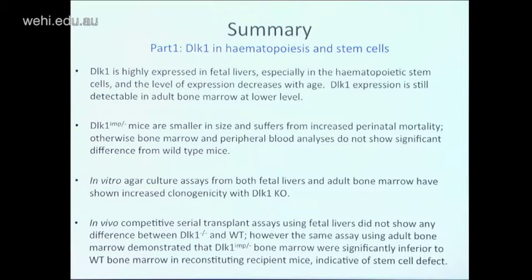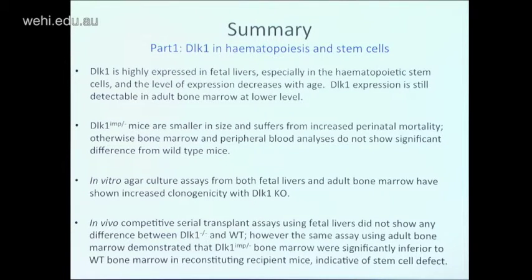But the in vivo competitive serial transplant has not been done before, and it shows that the fetal liver did not show any difference to the wild type, but the same assay using the adult imprinted knockout marrow showed that the imprinted knockout marrow was significantly inferior to wild type bone marrow in reconstituting recipient mice, indicative of stem cell defect.